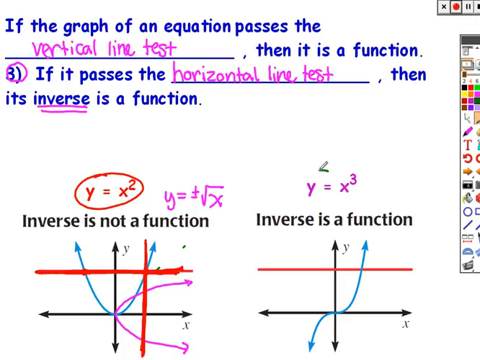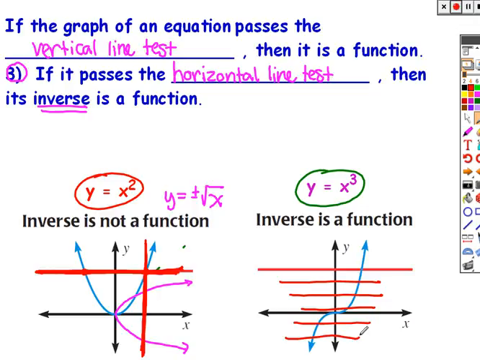So let's take a look at y equals x cubed, your basic cubic graph. This should pass the vertical line test. At most, any vertical line intersects the graph in at most one point. So each input has one output. And then if I draw horizontal lines in a similar manner, any horizontal line also will cross the graph in at most one point. So since this graph passes the horizontal line test, that actually means that the inverse will be a function.